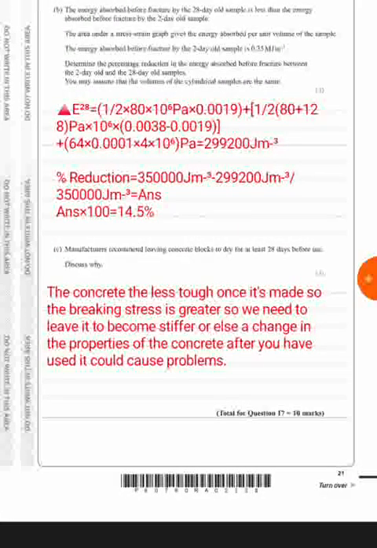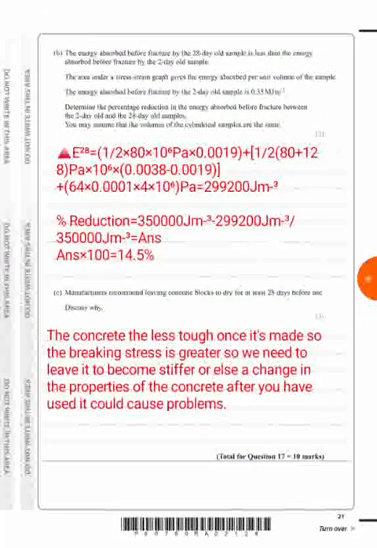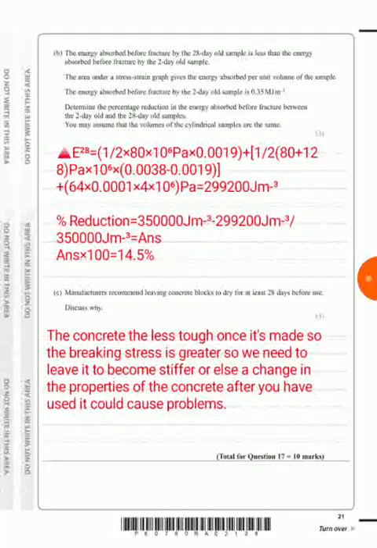Then part B. The energy absorbed before fracture by the 28-day-old sample is less than the energy absorbed before fracture by the 2-day-old sample. The area under a stress-strain graph gives the energy absorbed per unit volume of the sample. The energy absorbed before fracture by the 2-day-old sample is 0.35 megajoules per meter cubed. Determine the percentage reduction in the energy absorbed before fracture between the 2-day-old and the 28-day-old samples. You may assume that the volumes of the cylindrical samples are the same.